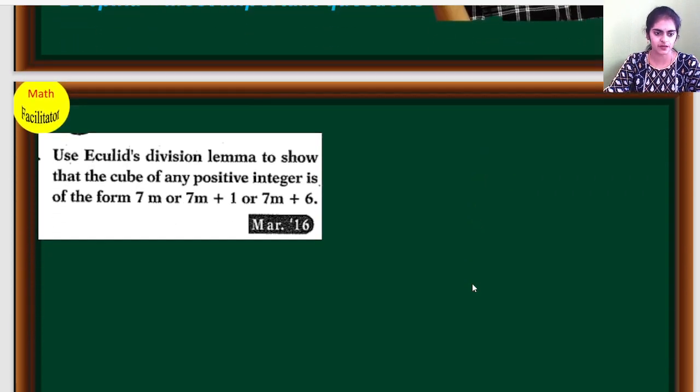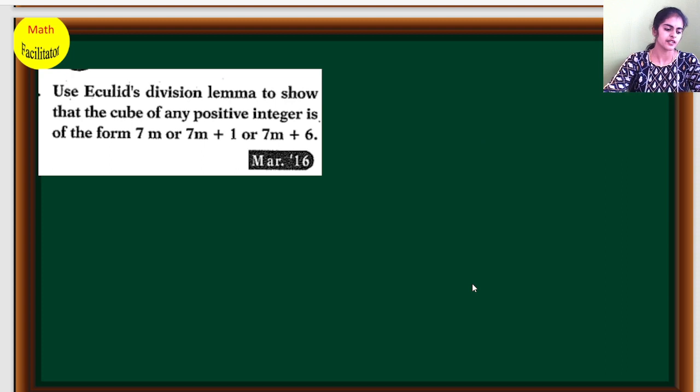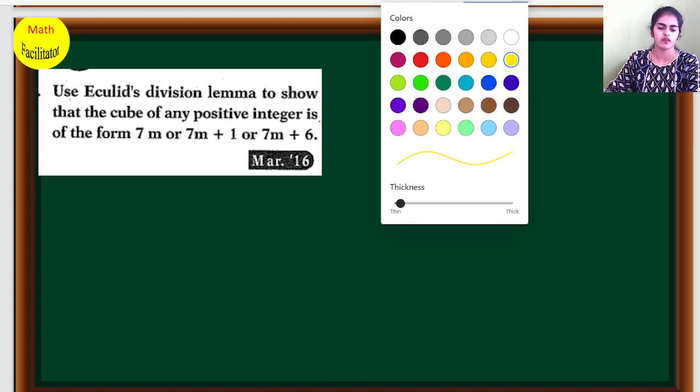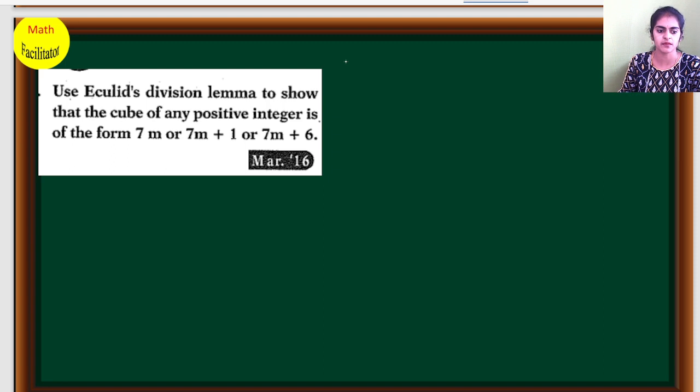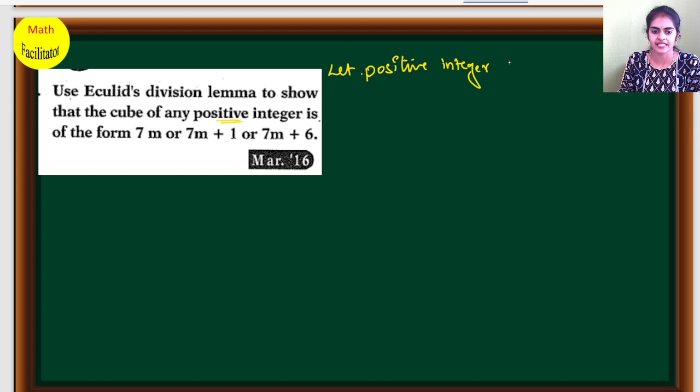Let's begin the very first question. Use Euclid's division lemma to show that the cube of any positive integer is of the form 7m plus 1, 7m plus 6. So I need to use Euclid's division lemma to prove that the cube of any positive integer is of this form. Let the positive integer be a.